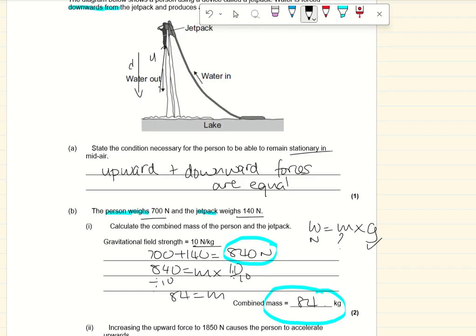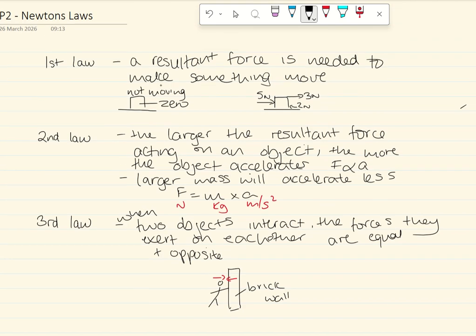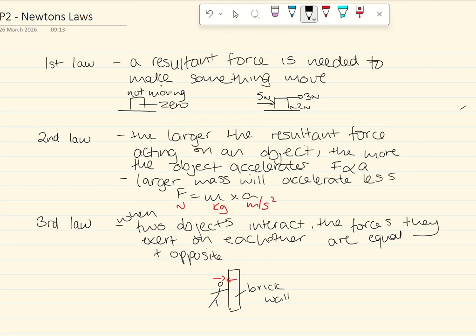Okay, so this question is really good because it brings in a lot of the things that we need to tie in when we're thinking about the first, second, and third laws.